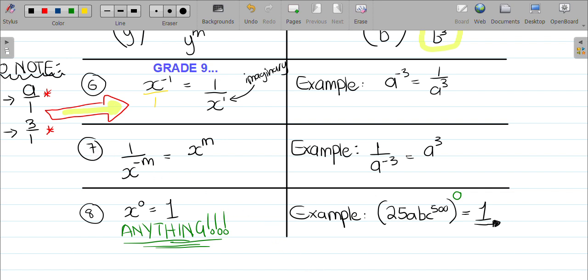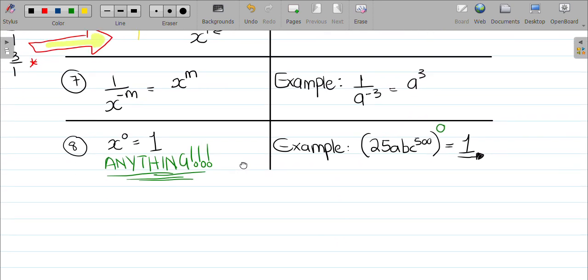In rule number 7, it's the exact opposite. It's the reverse. If we have 1 over x to the power of -m, and I told you when we're simplifying exponents, we don't really want a negative in our final answer. So how do we make this a positive? Well, we're going to bring the x to the top, and we change the negative exponent into a positive exponent. Let's look at the example over here. We have 1 over a to the power of -3. So to simplify it, we bring it to the top, and therefore it will equal a to the power of +3. Okay, I hope we are starting to get that.